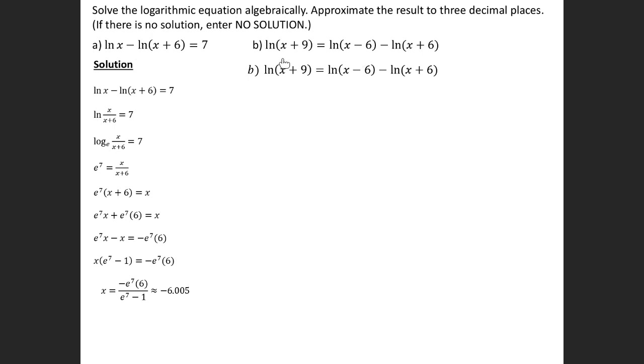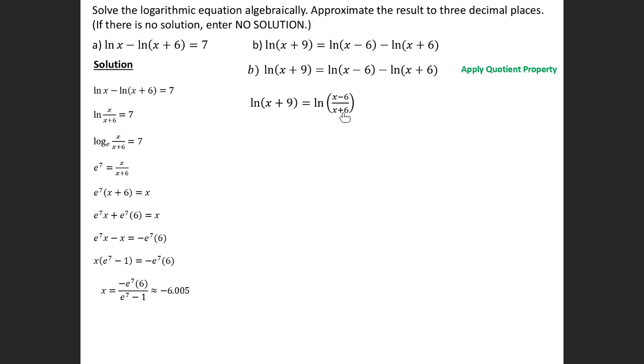On B, we have the natural log of x plus 9 is equal to the natural log of x minus 6 minus the natural log of x plus 6. On this particular one, on the right side, again, we have two logs that are being subtracted. We want to combine those, right? So we can use our quotient property again, and this is going to tell us that we have the natural log of x minus 6 divided by x plus 6.